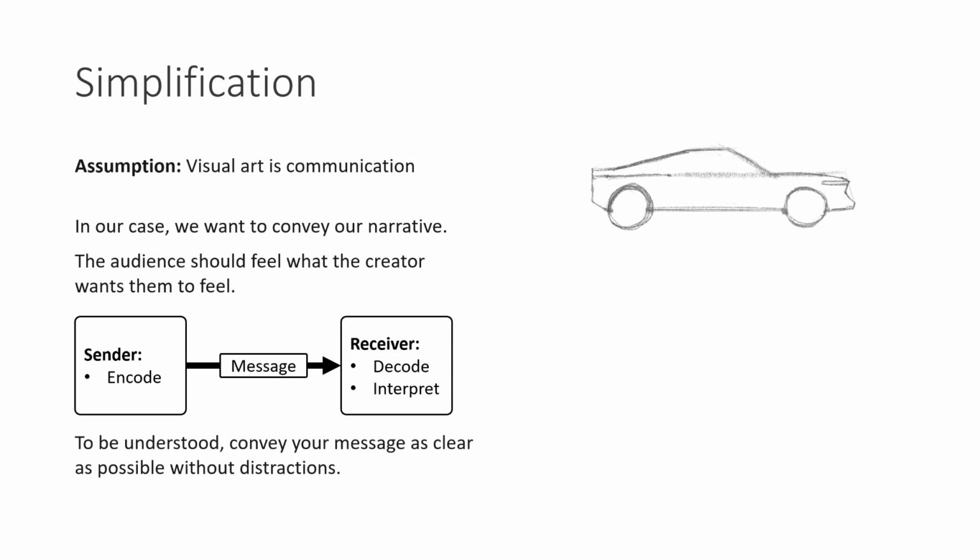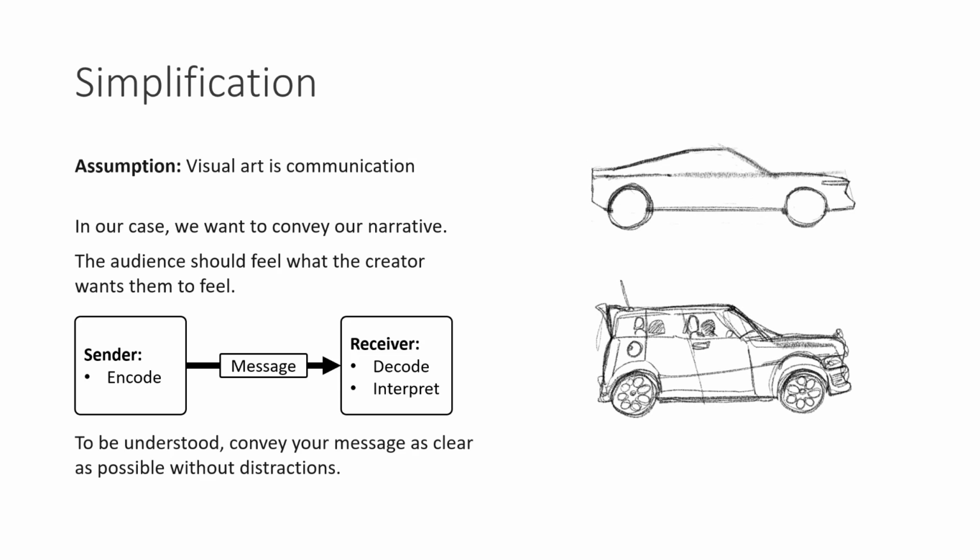So let's take a look at a quick example. I made two sketches of cars, and I just want to demonstrate to you that a very simple shape can be everything you need to convey your thought. With my upper sketch, I wanted to convey that this is a sports car, that we're talking about a sports car, and I think it gets across completely.